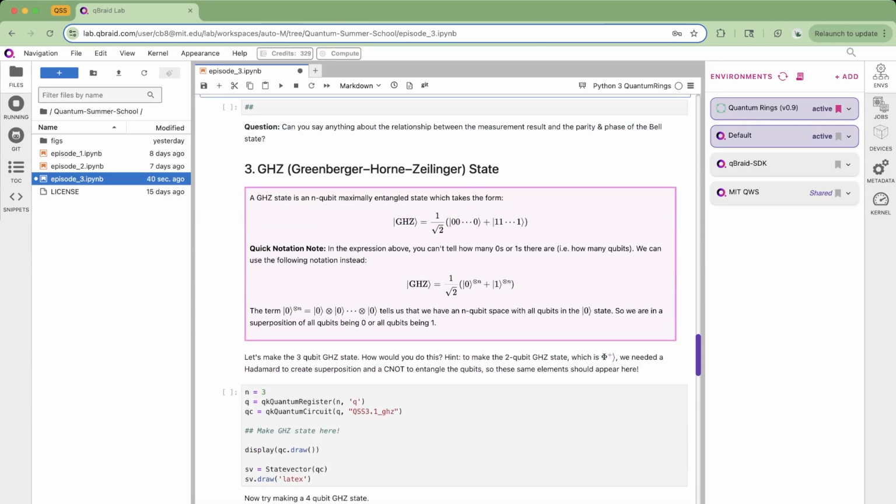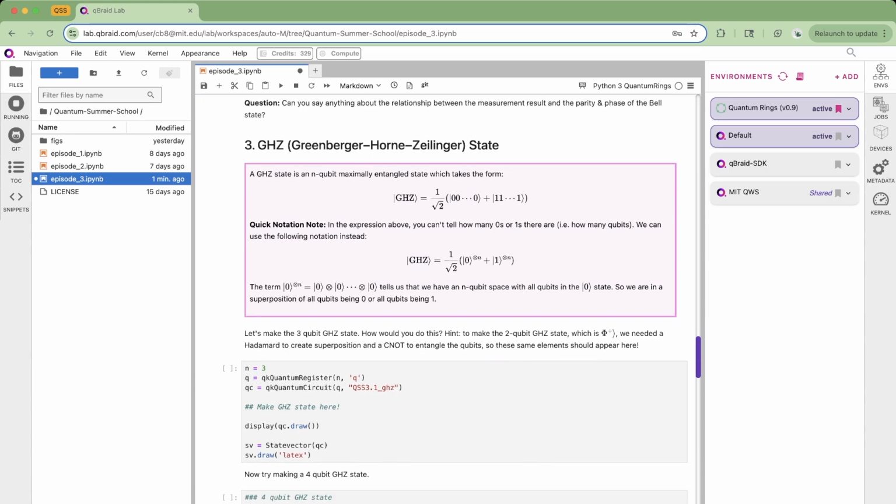So now let's talk about GHZ states. This is a generalization of the phi plus Bell state. So it's a maximally entangled state which takes this form. So we have one state which is all zeros plus one state that's all ones. And just a quick note on notation. In this expression, you can't tell how many zeros or ones there are, how many qubits. So we could use this notation with the tensor product. So 0 with this tensor n up here just tells you that you have an n qubit space and all of the qubits are in the 0 state.